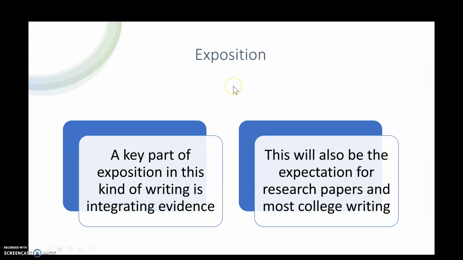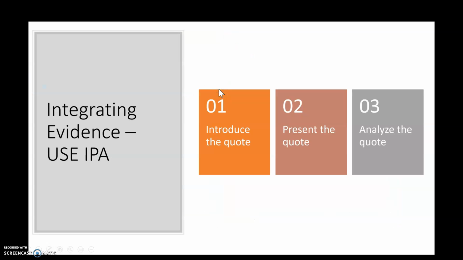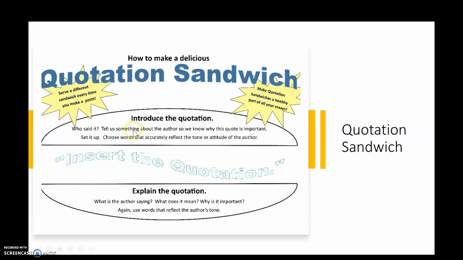Then your exposition. A key part of the exposition in this kind of writing is integrating evidence. This will also be the expectation for research papers in most college writing. So to integrate evidence, you will use IPA. You will introduce the quote, present the quote, and analyze the quote. If you don't do all 3 on this one, I'm definitely taking off points because it is super crucial for this type of writing. So here are some other ways you can look at that aren't just IPA.